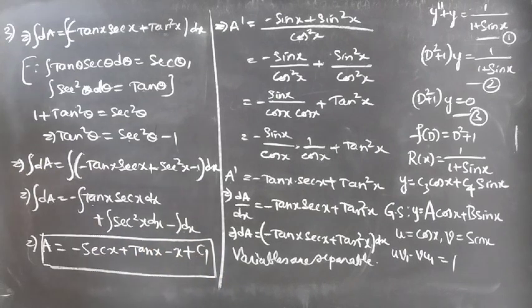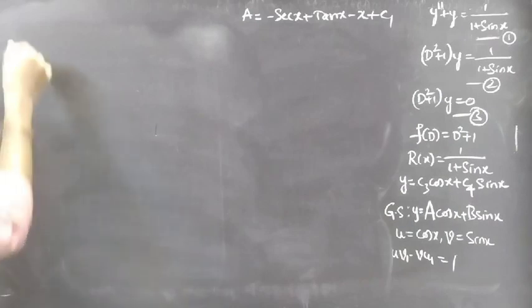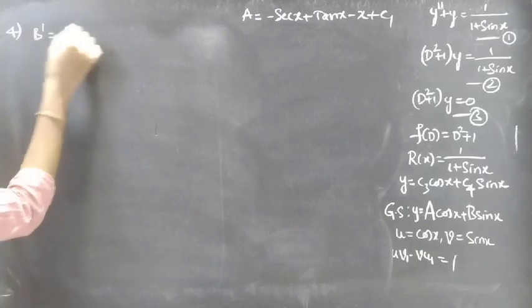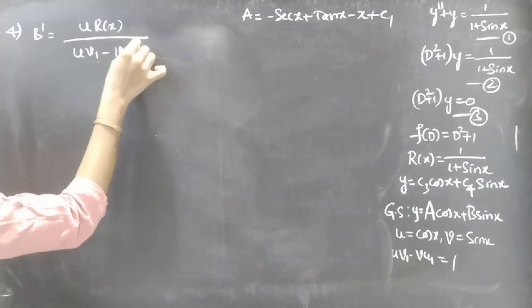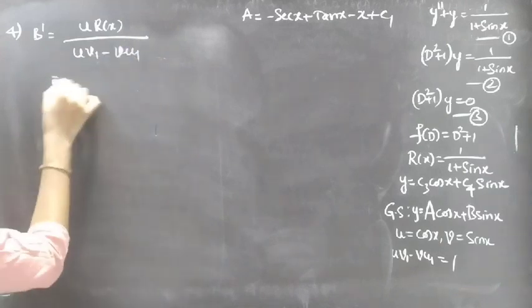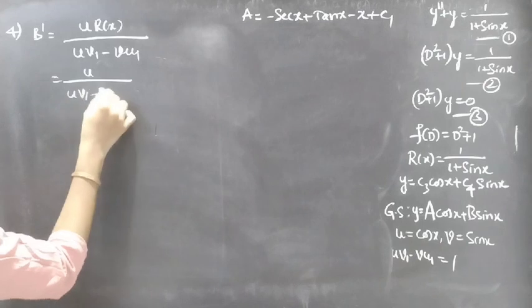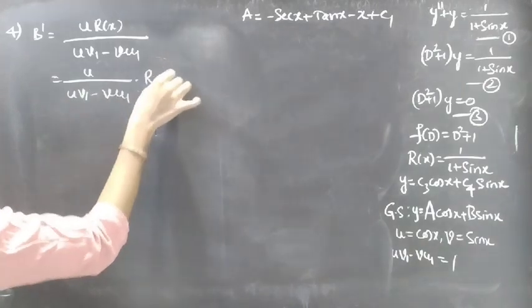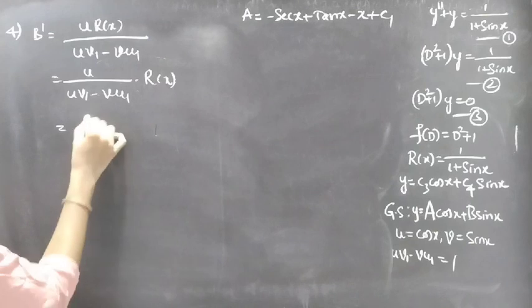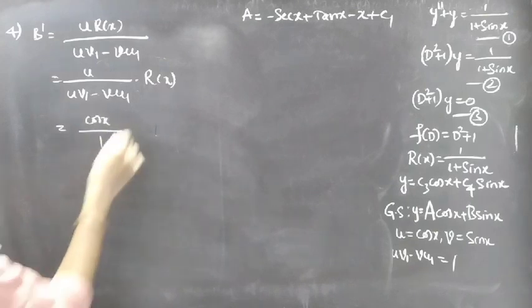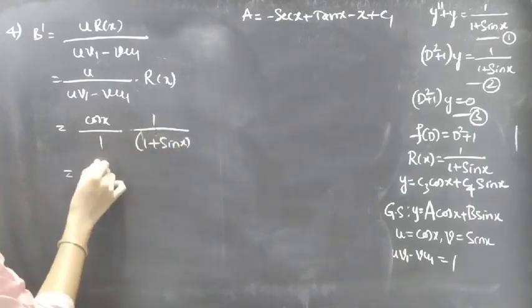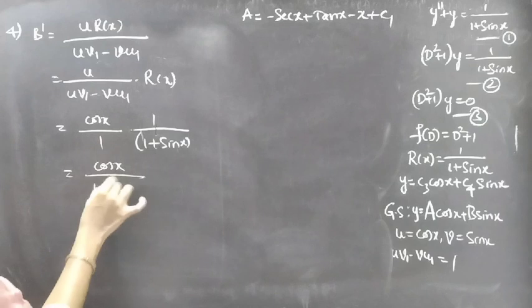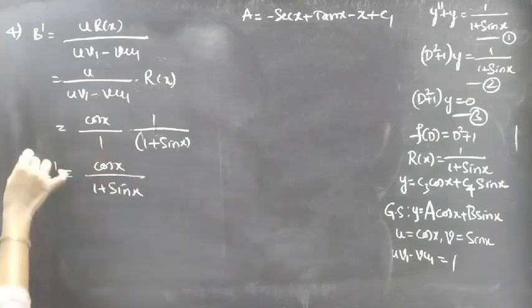We got A. Let's now find B dash and B. Let's find B dash using u into r of x by u v1 minus v u1. Here r of x is a fraction, so we'll write the formula as u by (u v1 minus v u1) into r of x for our convenience, right? This equals u is cos x by (u v1 minus v u1 is 1) into r of x is 1 by 1 plus sin x, which gives us cos x by 1 plus sin x, which is our B dash. So we got B dash.